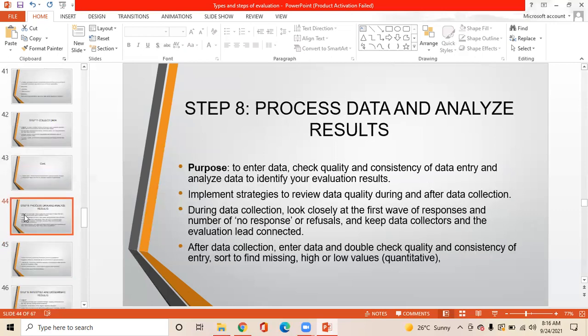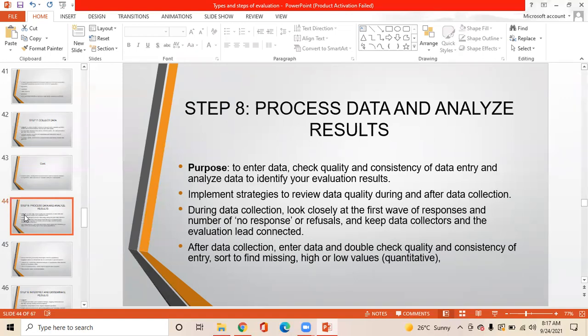Eighth step is process data and analyze results. Purpose is to enter data, check quality and consistency of data entry, and analyze data to identify your evaluation result. Implement strategies to review data quality during and after data collection. During data collection, look closely at the first wave of responses and numbers of no response or refusal, and keep data collectors and the evaluation lead connected.